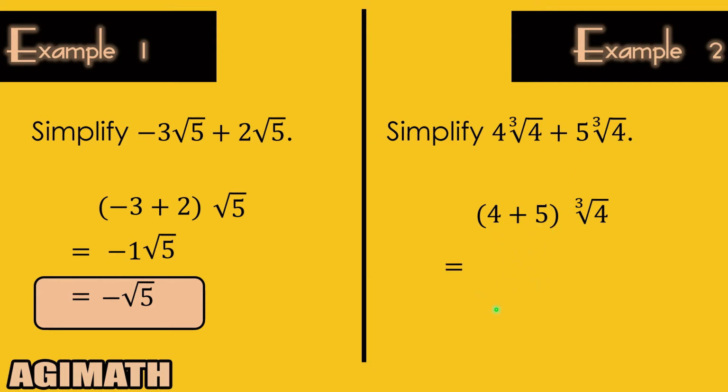So 4 plus 5 is equal to 9. And then just copy the common radical, the cube root of 4. And that's it. And who says math is difficult? It is just as simple as 4 plus 5 equals 9.